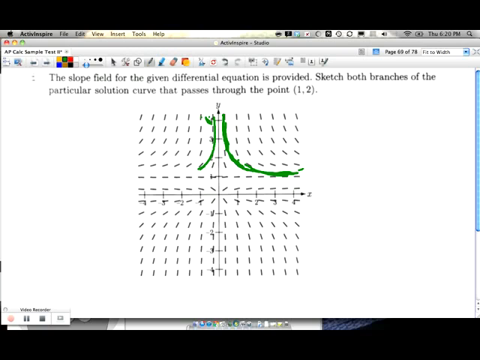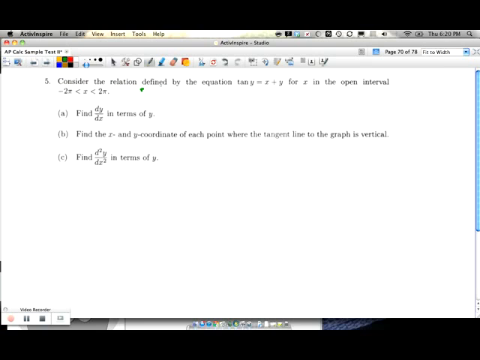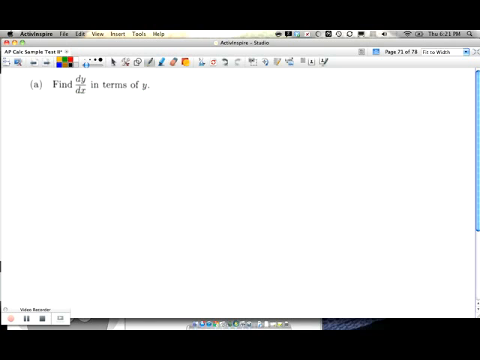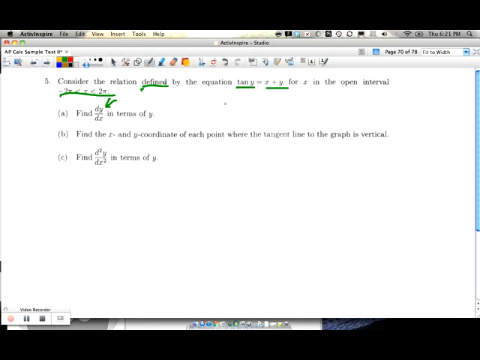Alright, let's look at the next problem. Consider the relation defined by the equation tangent y equals x plus y in the open interval negative 2 pi to 2 pi. It says find dy dx. This is pretty straightforward. It's just doing implicit differentiation. So when it says find dy dx in terms of y, we've got tangent y equals x plus y.